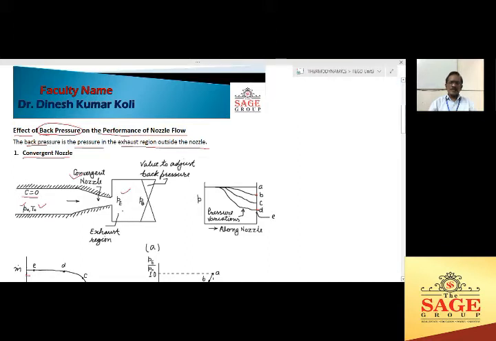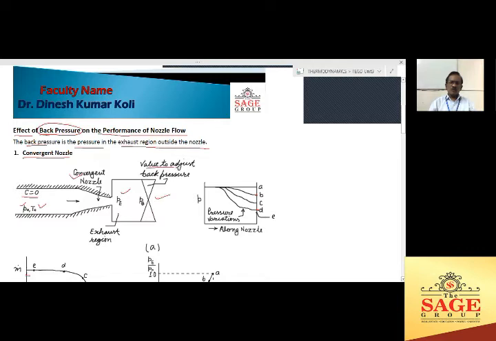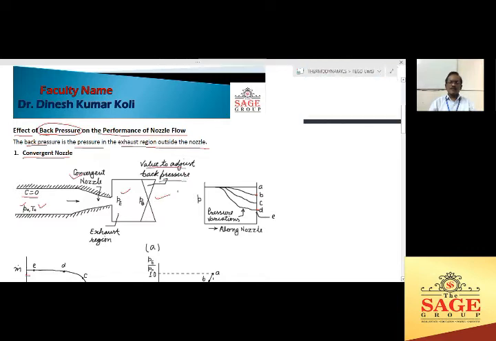So PE is the exit pressure, and at this side we are using a valve to adjust the back pressure. Adjust here means we are decreasing the back pressure so that it will also decrease the exit pressure at the nozzle. Our purpose is to check the performance of the nozzle flow when we are varying the back pressure and what the effects of the back pressure are.